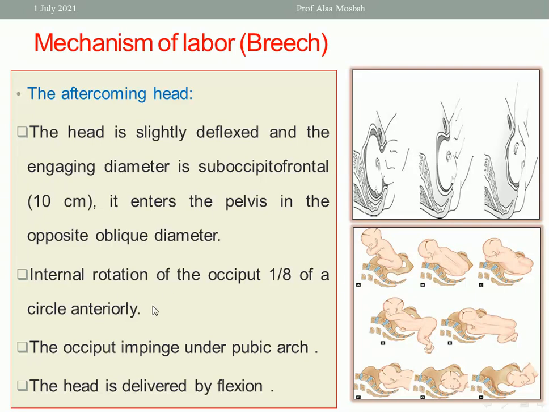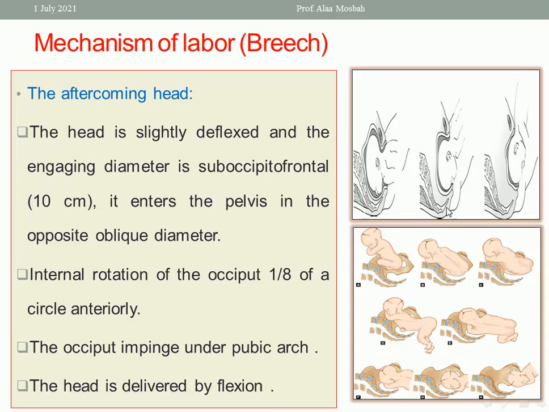Then the head will rotate when the occiput reaches the pelvic floor, an eighth of a circle anteriorly, then the occiput impinges behind the pubic arch, as you see here, the occiput behind the pubic arch. Then the head is delivered by flexion.